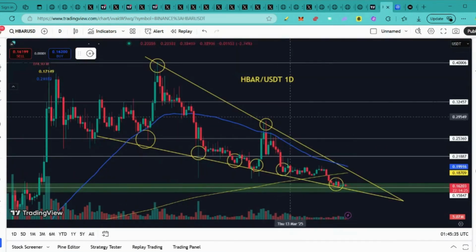If we take a look at HBAR's chart, we see that the 50-day moving average is heading towards breaking below the 200-day moving average. So we might see a death cross here too. So you gotta be aware of that.